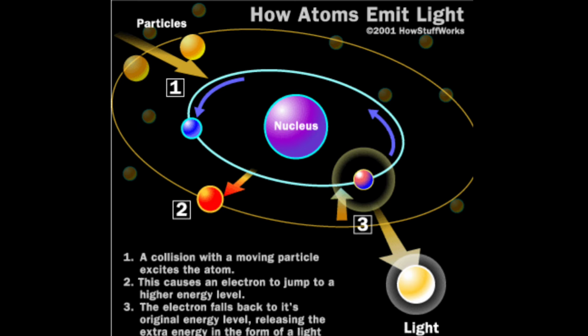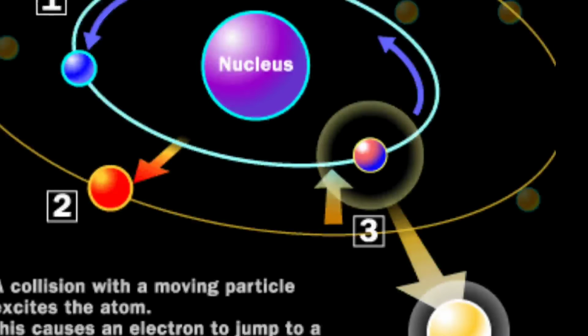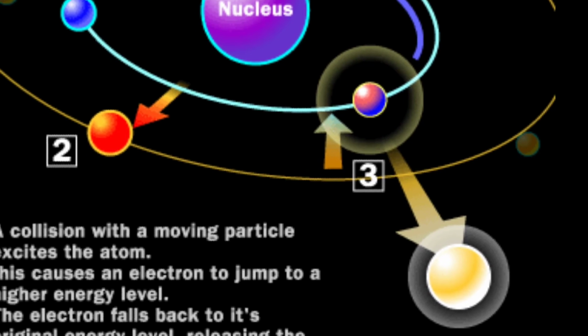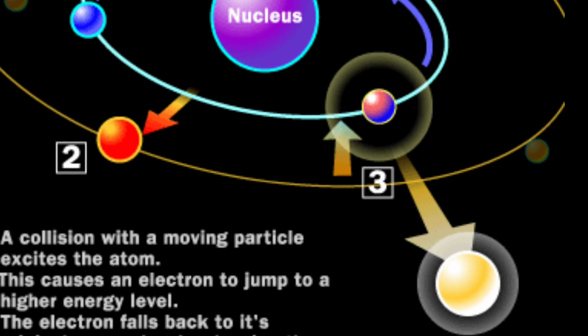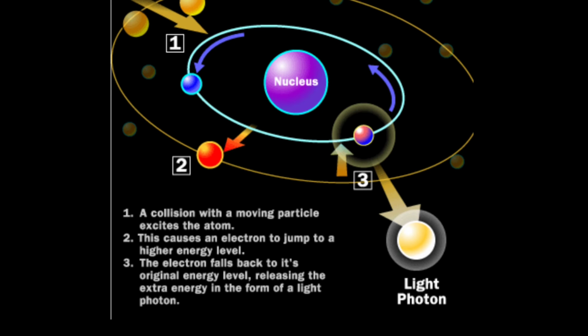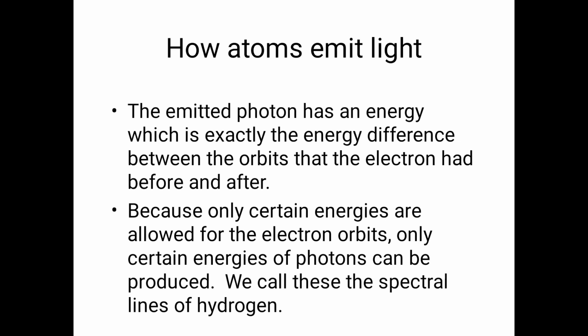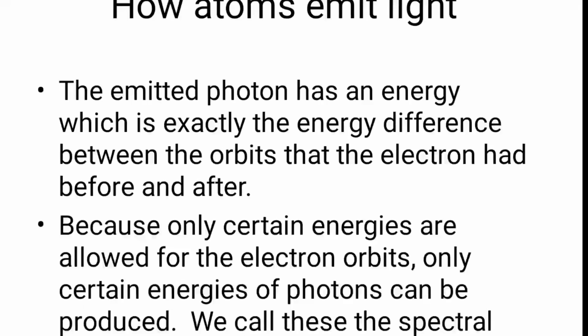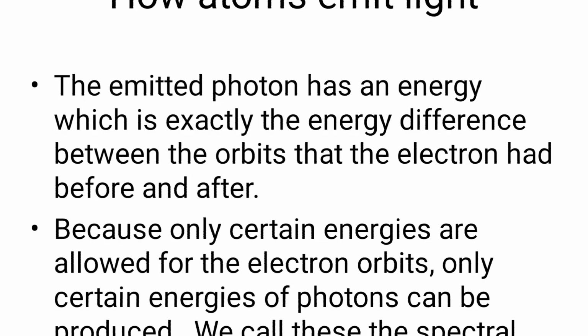After some time, the electron jumps from the higher energy level back to the lower energy level by the emission of photons. So this is the cause of the photons we get here. It is the light of the photon. How do atoms emit light? The emitted photon has an energy exactly equal to the energy difference between the orbits that the electron had before and after.